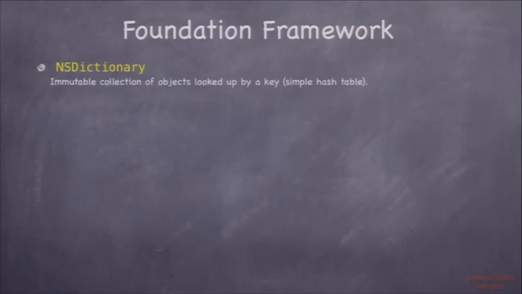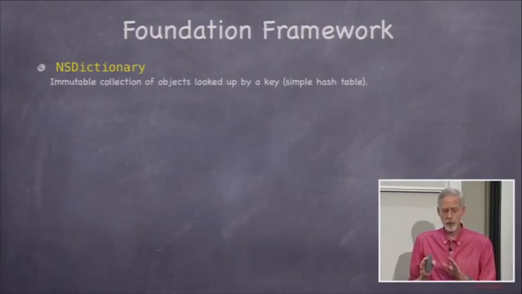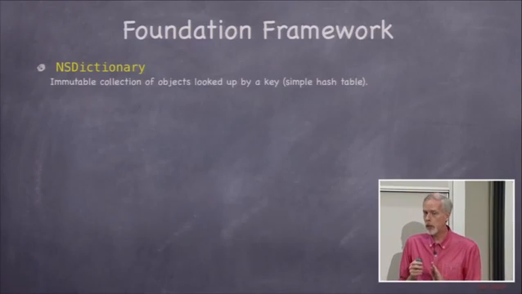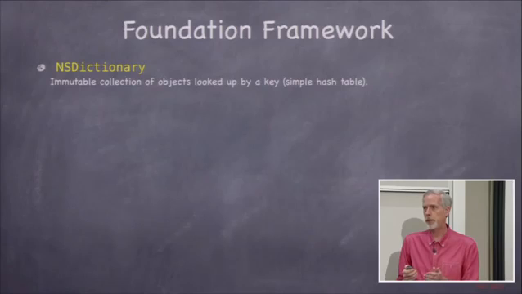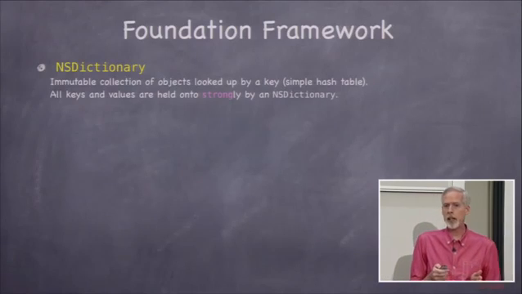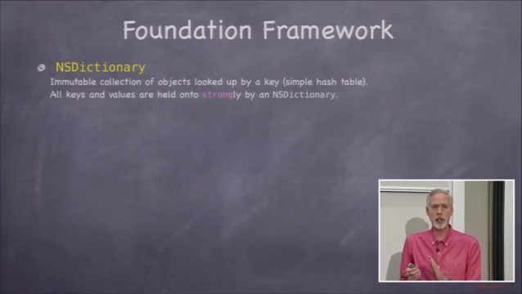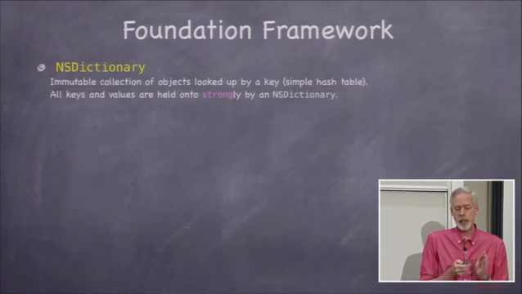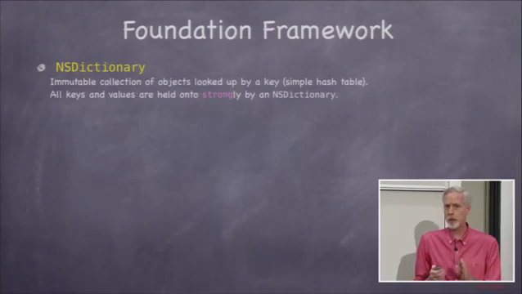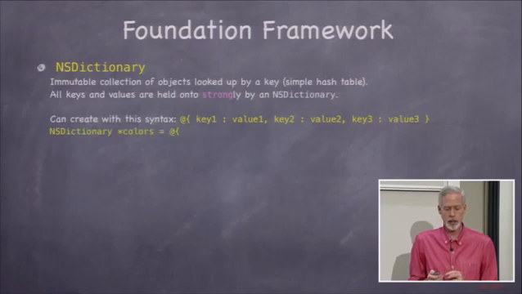Okay, dictionary. This is probably the second most important collection class behind array. It's an immutable collection of key-value pairs. It's like a hash table. Okay? All the keys and values are held onto strongly. So if they're in there as a key or a value, then they're in the heap, and they stay in there as long as the dictionary stays in the heap. The keys and values obviously are both objects. We'll talk about what the key has to do to be a key in a second here.